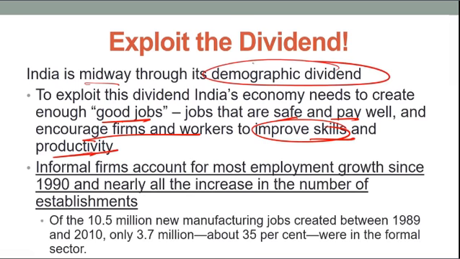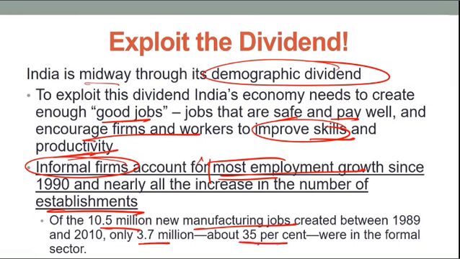Now, a sad fact in India is that most employment growth since 1990 is from informal firms. And almost all the establishments being formed, establishments are not actually companies because they're not registered, etc., are again informal in nature. So of the 10.5 million new manufacturing jobs created since the 1990s, only 3.7 million, 35%, were in the formal sector. So that means the bulk of the jobs are being created in the informal sector. So how will we exploit our dividend? This has to be solved. That's a big issue for us.